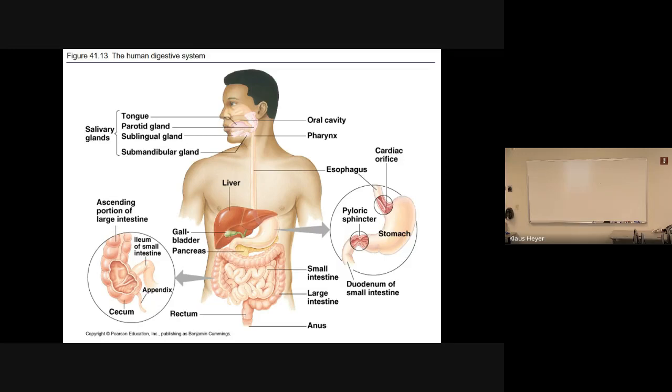I'm not going to go over any of those three, because that'll be an episode too. But those are accessory organs. Your teeth are accessory organs.